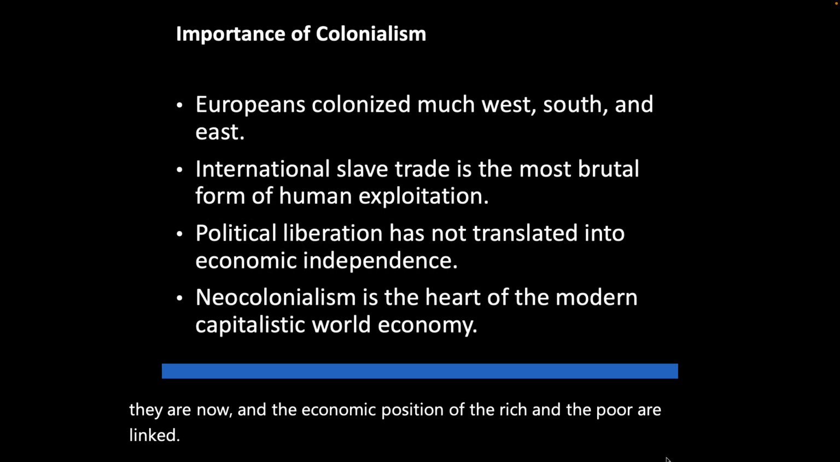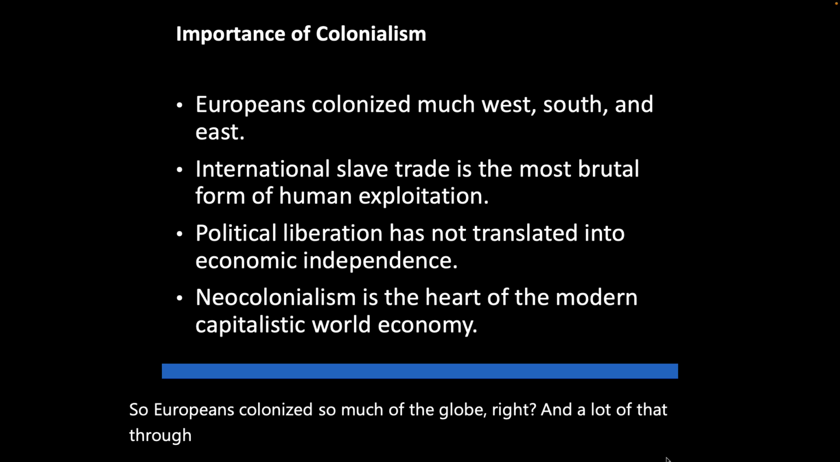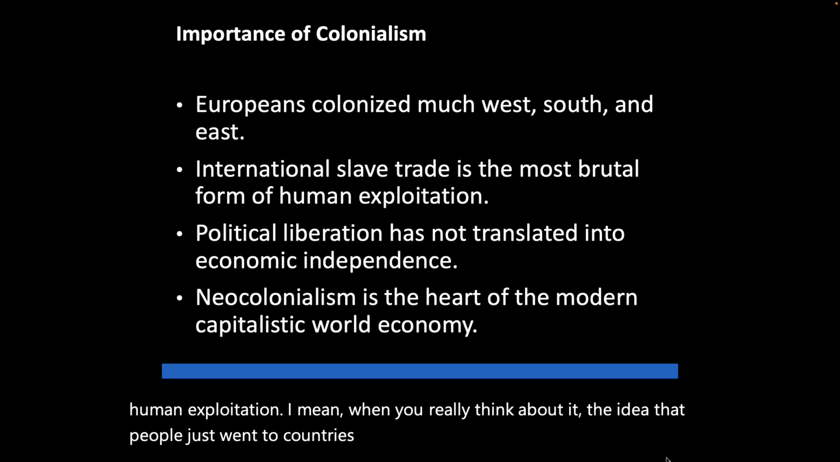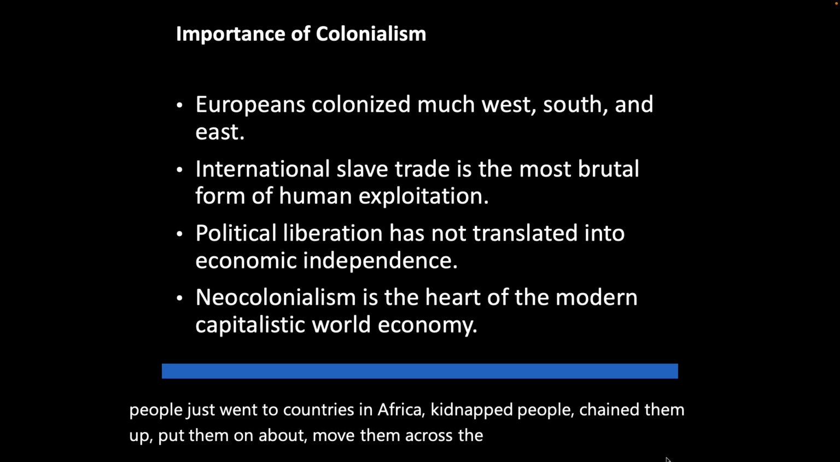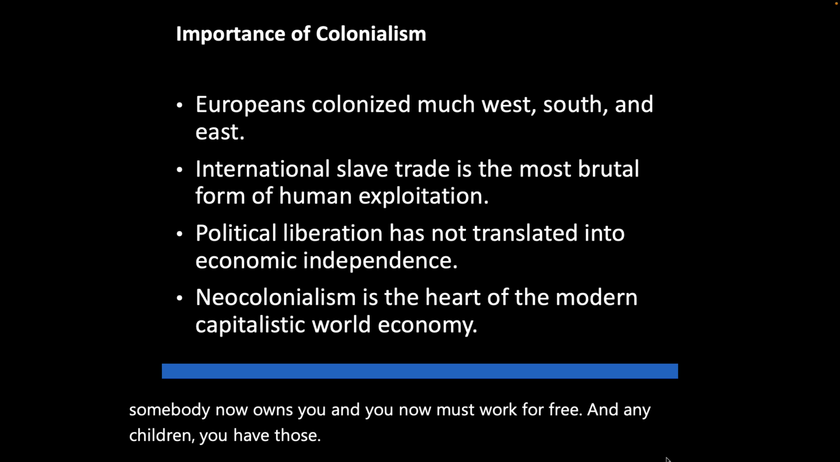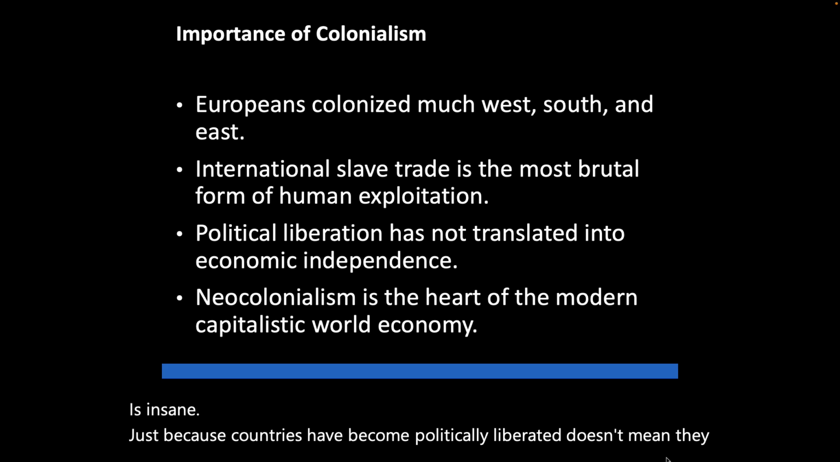So Europeans colonized so much of the globe, right? And a lot of that through slavery. The international slave trade is the most brutal form of human exploitation. I mean, when you really think about it, people just went to countries in Africa, kidnapped people, chained them up, put them on a boat, moved them across the ocean, and then were like, somebody now owns you and you now must work for free. And any children you have, those people will own as well. That is insane. Just because countries have become politically liberated doesn't mean they become economically liberated.